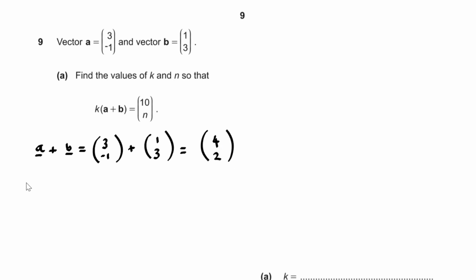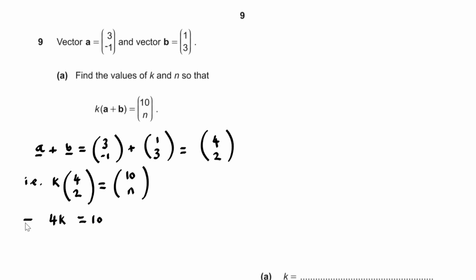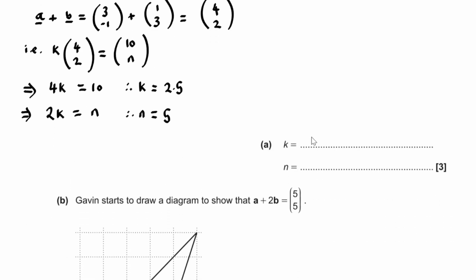So what we have then is k lots of a plus b, so we've got k lots of (4, 2) equals (10, n). So we've got 4k equals 10 if we look at the top components, and therefore k is equal to 10 over 4, which is 2.5. And then we've got 2k equals n, and therefore n here is equal to 2 lots of k, so we've got 2 lots of 2.5, which is 5. So we've got 2.5 and 5.